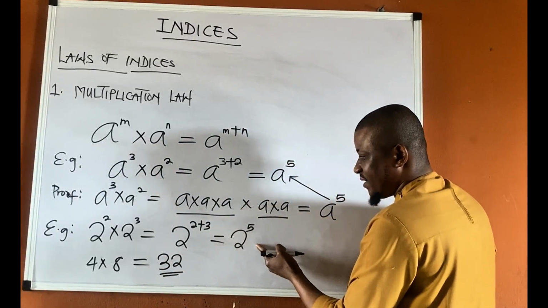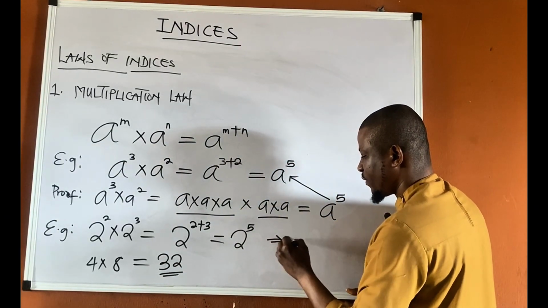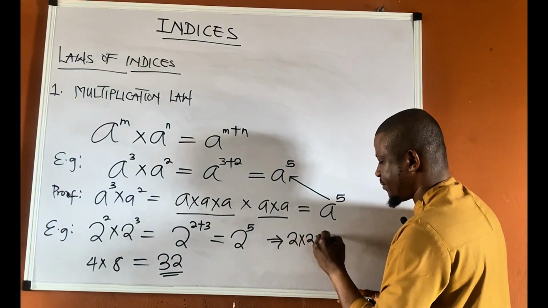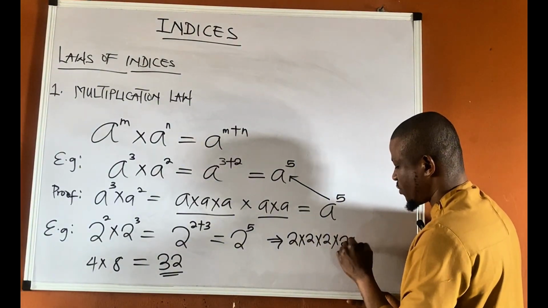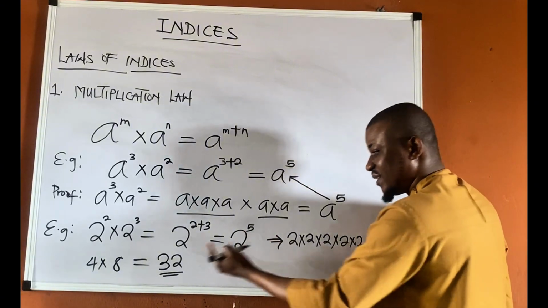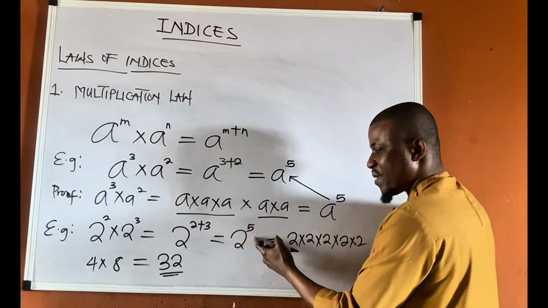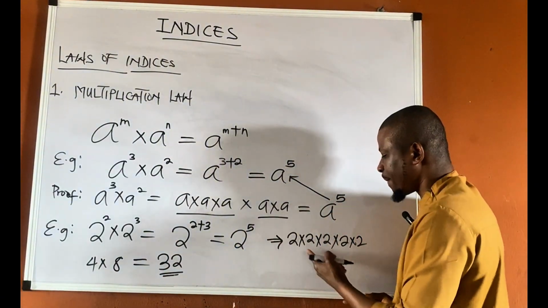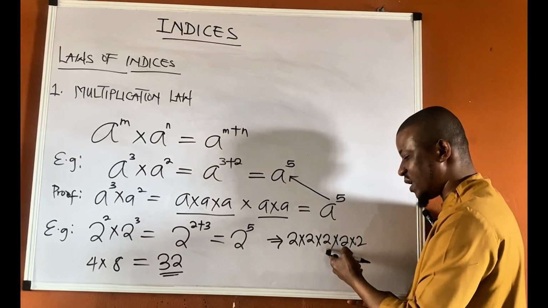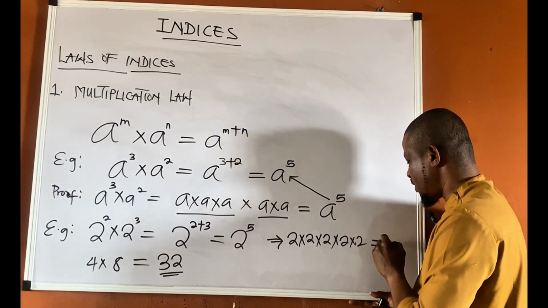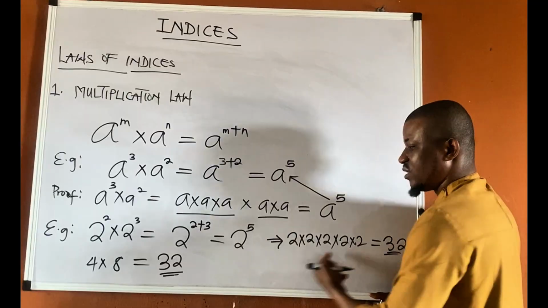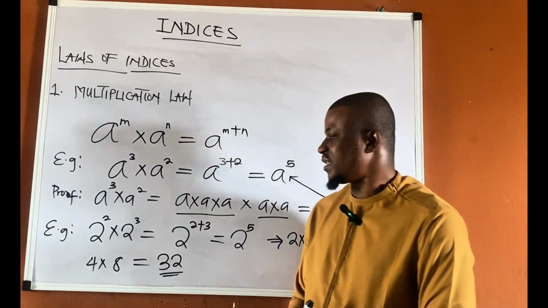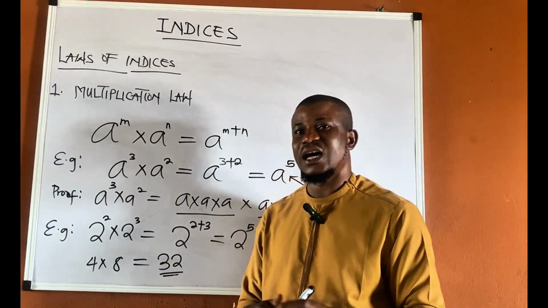And if we want to simplify this, this is 2 times 2 times 2 times 2 times 2. We want to prove that this is correct, comparing to 2 raised to power 5. Now 2 times 2 is 4, times 2 is 8, times 2 is 16, times 2 is 32. So this and this are correct. So the law of indices in terms of multiplication holds, and it is correct.